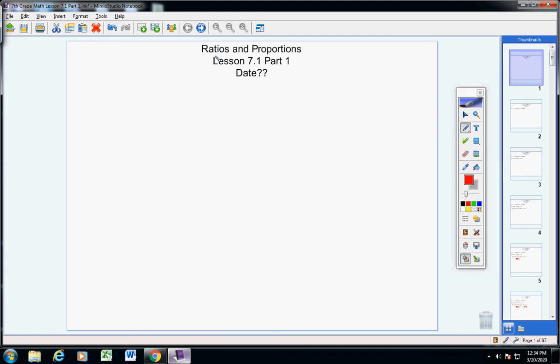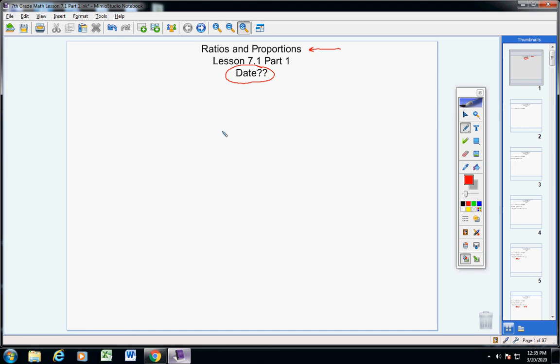Today we're going to look at ratios and proportions, so please write that in your notes. Also write lesson 7.1 part 1, and write down today's date. So we're going to look today, students, at rates and proportions. Remember, I am going to go fast, so all you have to do is pause the video, write things down, and then restart the video if I go too fast, okay?